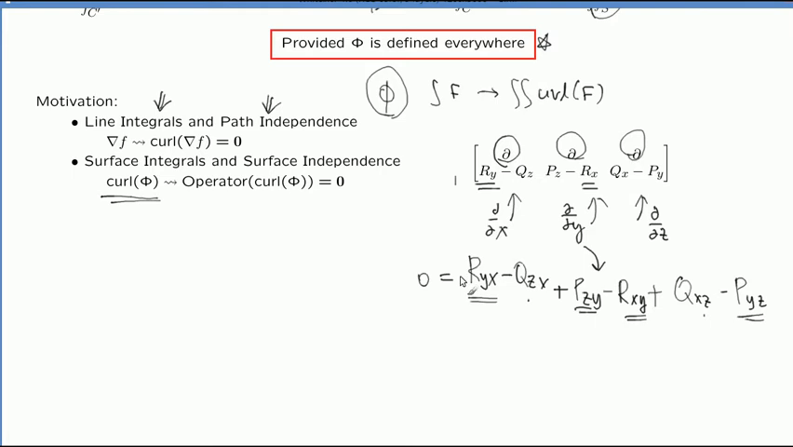You started with a vector field f, curl it, you get a vector field. But this time, you started with a vector field phi. We do this derivative and add them together and it became a scalar, of course, because we add them together, and that scalar was 0. Yes?